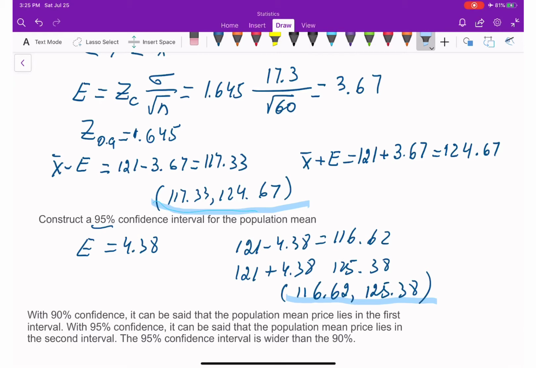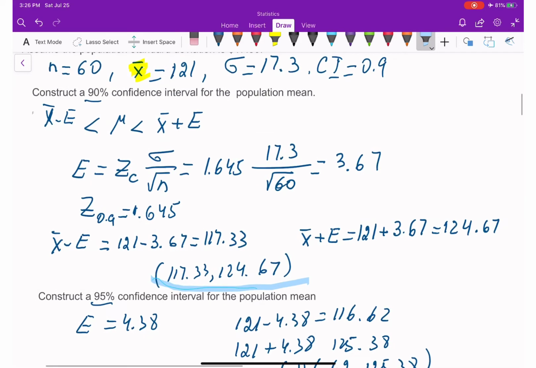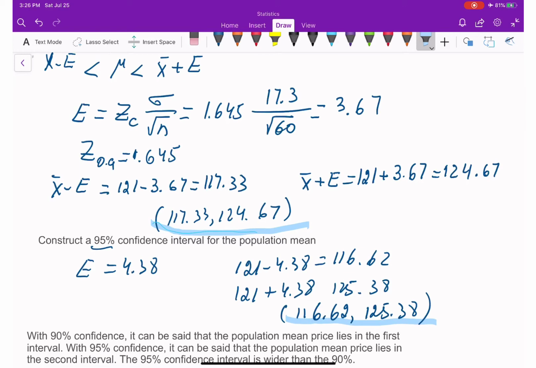The higher the confidence level, the wider your interval itself is going to be. So the lower the confidence level, 90, the tighter we get our interval, right? Let's do it this way. For 90 degrees, let's say this is 117, approximately 124, right? Okay, this is 90 degrees.